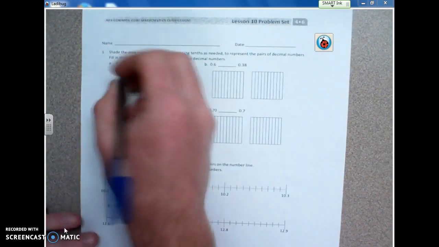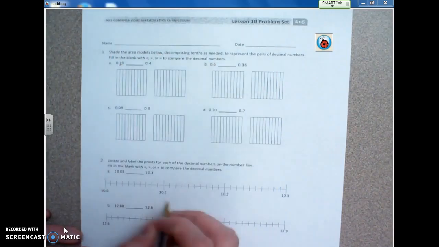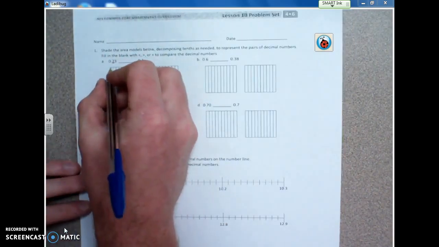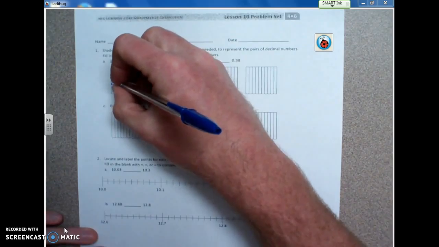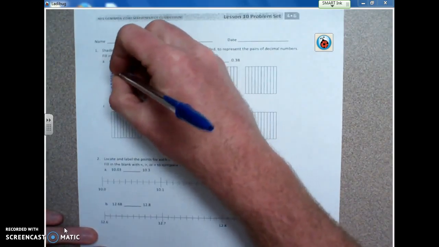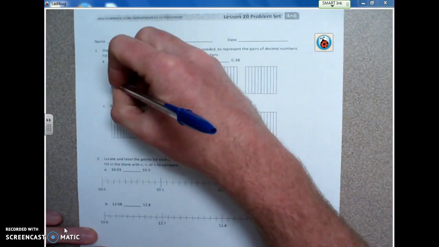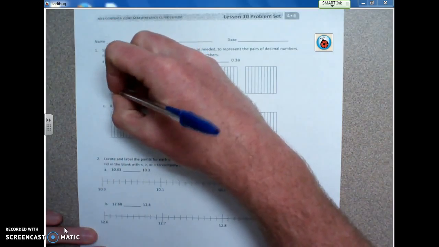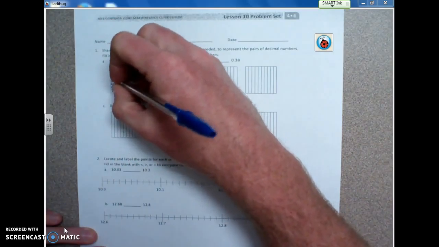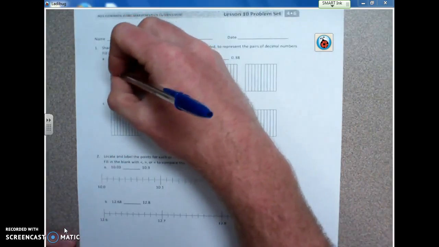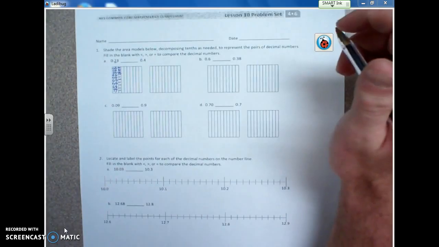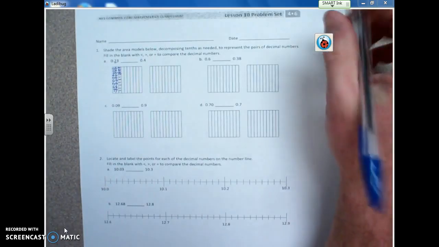So for 23 hundredths, I see that I have to shade in 2 tenths, and I need to shade in 3 hundredths. So I have to split this next bar into hundredths. 1, 2, 3, 4, 5, 6, 7, 8, 9, 10. All right, and I need 3 of those. So there's my 23 hundredths.